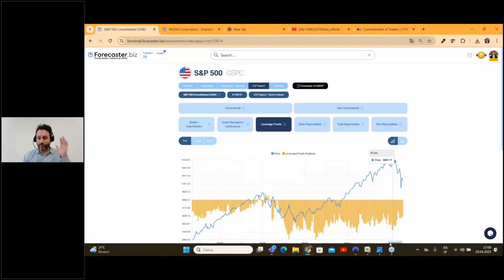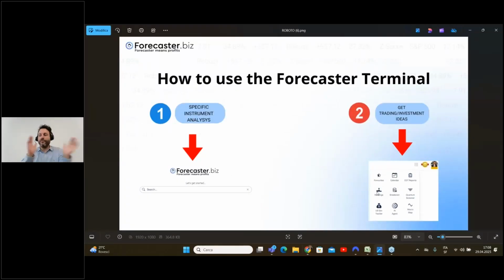Perfect, very clear. So this is very important. We have two different approaches in using the Forecaster. You can go directly to a specific instrument. If you would like to analyze a specific instrument, you can go directly to this instrument and analyze it with different approaches, with different glasses, let's say.